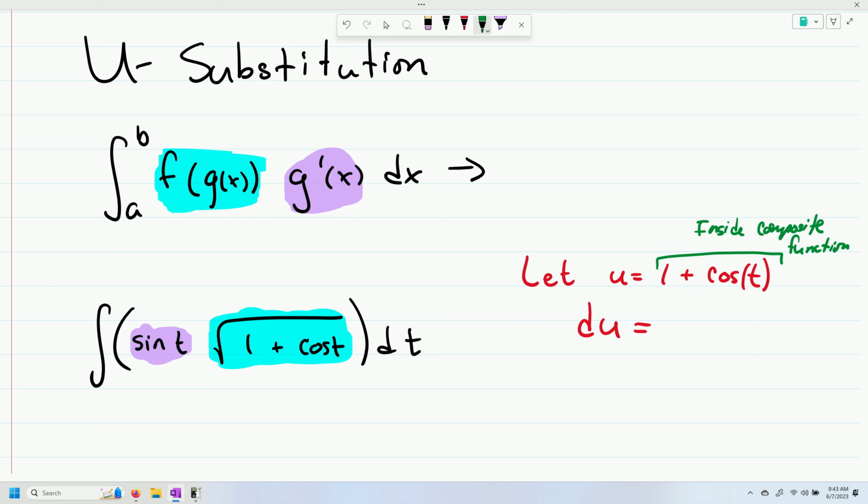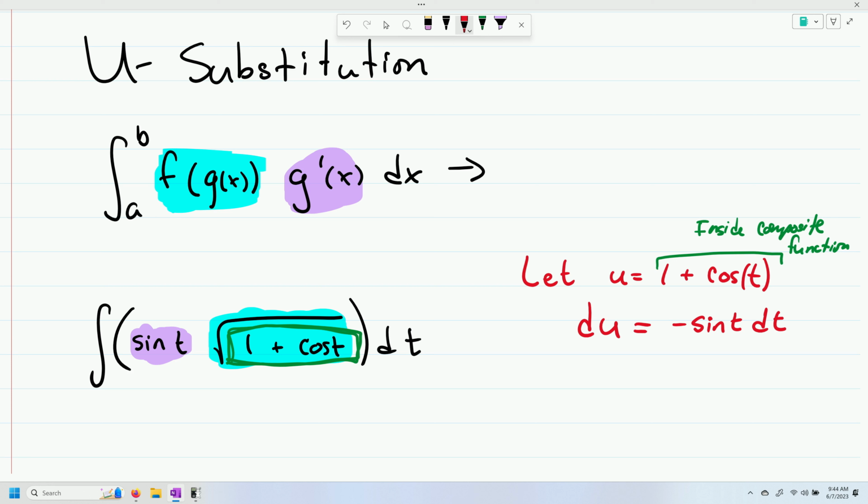All right, so that's this thing right here on the left-hand side. So when I go ahead and take the derivative of 1, which is a constant, it is 0. The derivative of cosine of t is negative sine t dt. All right, that's what it is. That is a chain rule that I applied there.